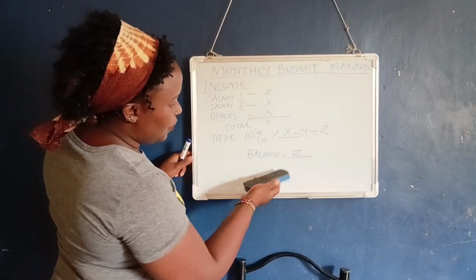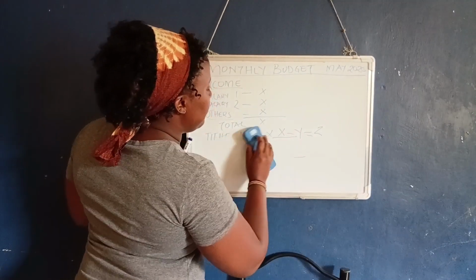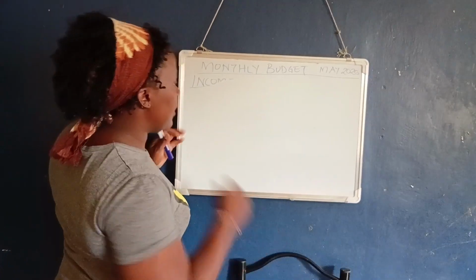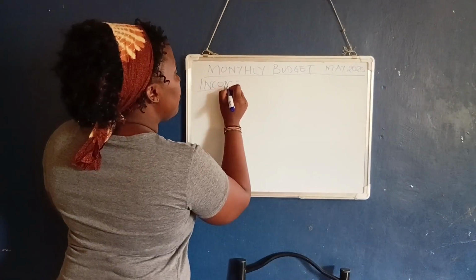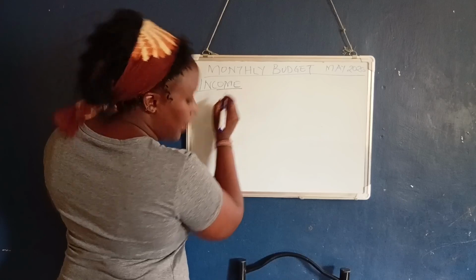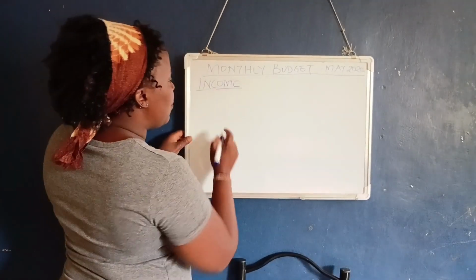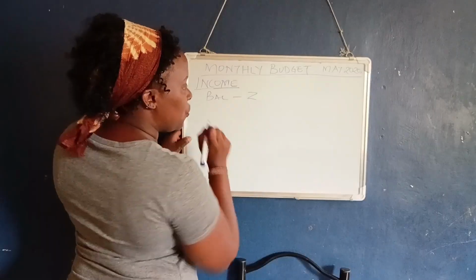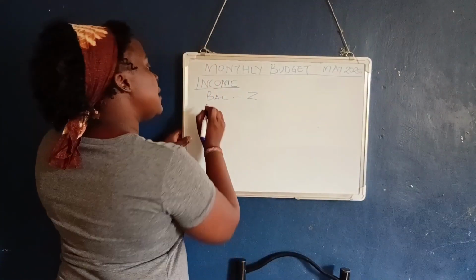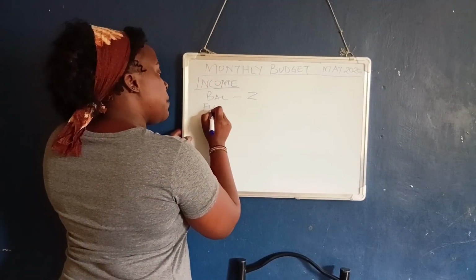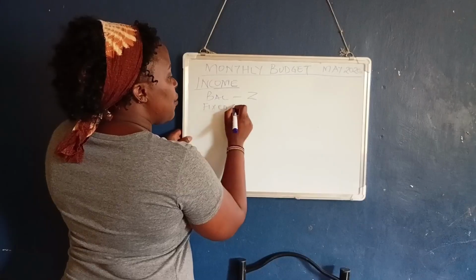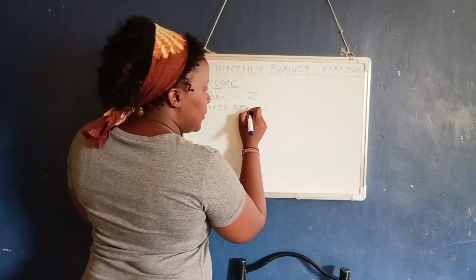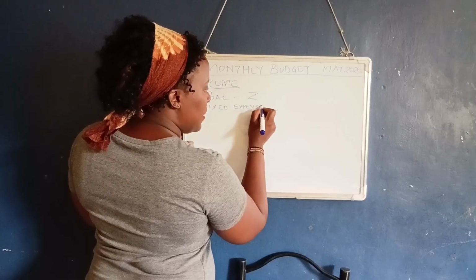So when we come to our balance, we are starting there. We have the income. I've explained how you get your income. Then we have our balance, which is Z. You saw it. So the next thing you do is you list down your fixed expenses. What are your fixed expenses? Things that you must pay every month. Those are the fixed expenses.